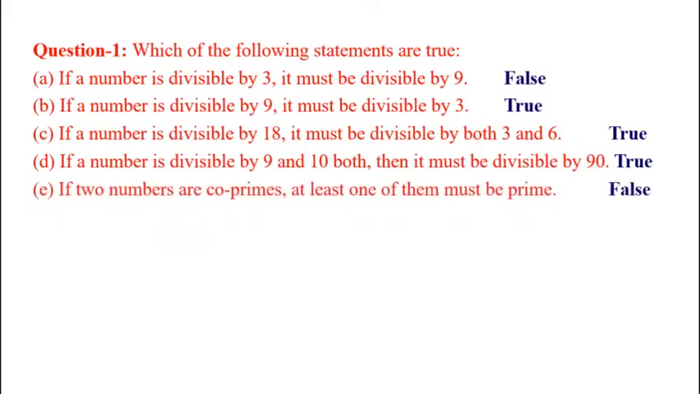If two numbers are co-prime, at least one of them must be prime. This is false, because we can take two numbers, that is 9 and 20. These two numbers are composite numbers, but they are co-prime, because 9 and 20 have the common factor 1 only.